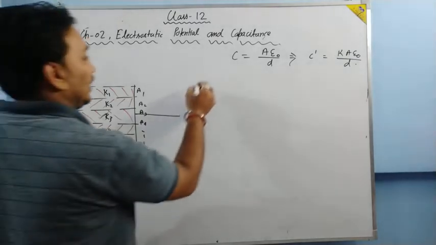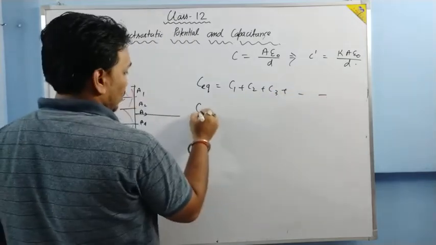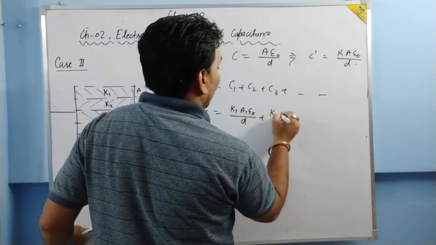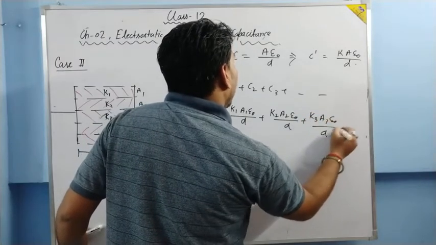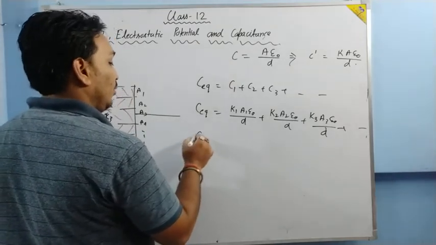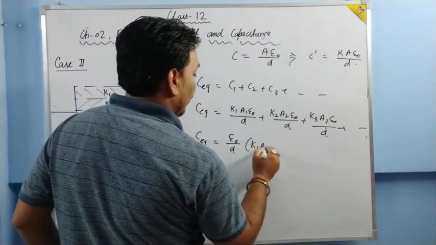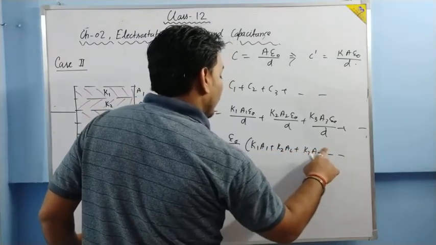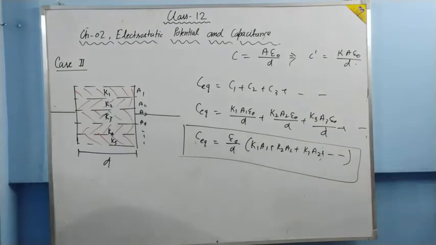And if they are in parallel, then C equivalent will be C1 plus C2 plus C3 plus so on. So C equivalent will be K1 A1 epsilon naught by D plus K2 A2 epsilon naught by D plus K3 A3 epsilon naught by D plus so on. Now epsilon naught by D can be taken as common. So C equivalent will be epsilon naught by D times K1 A1 plus K2 A2 plus K3 A3 plus so on. Okay, so this is how the capacitor is connected like this.